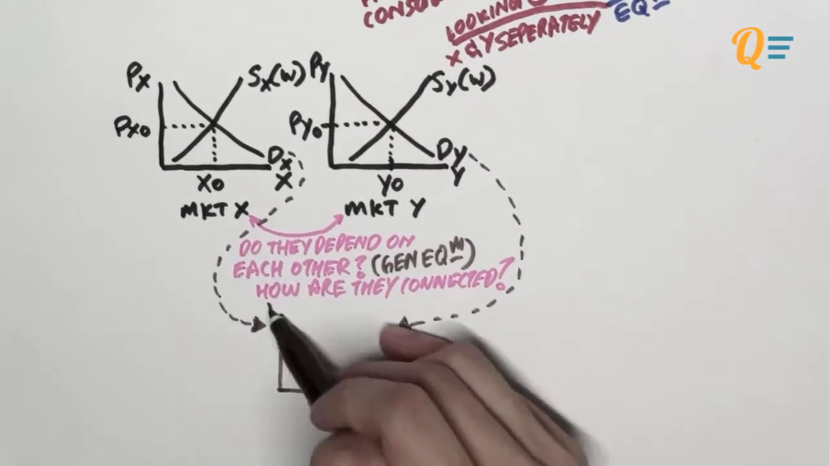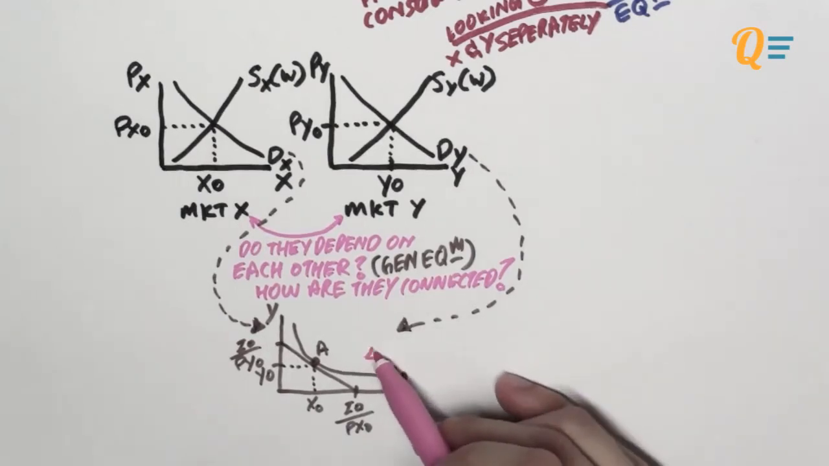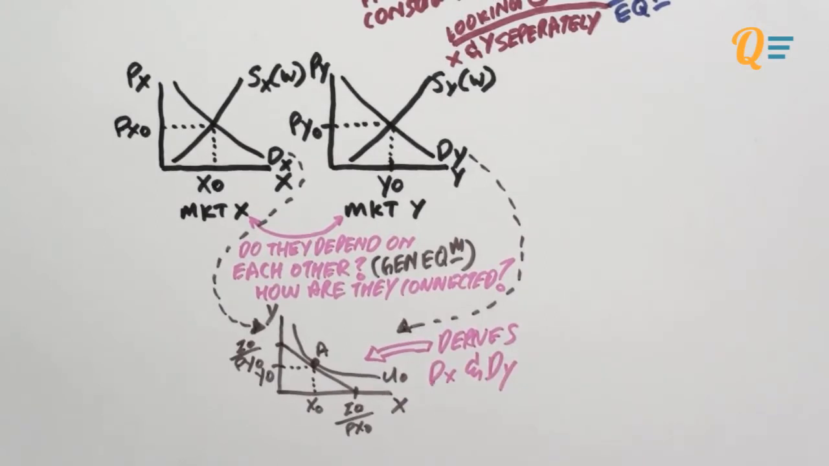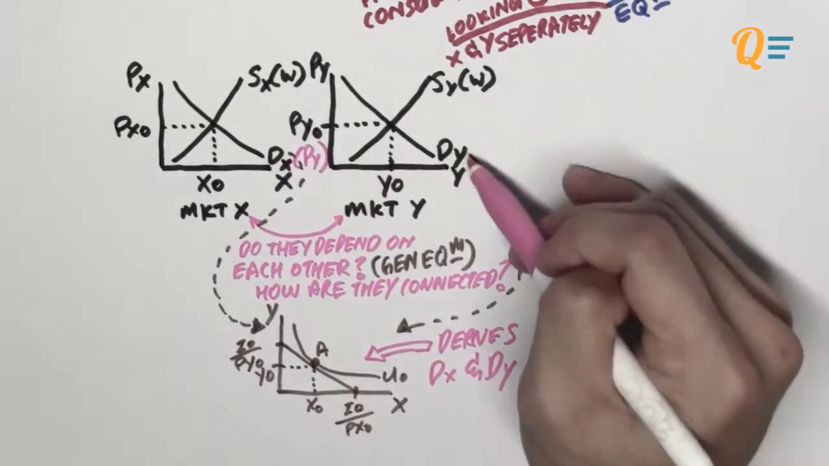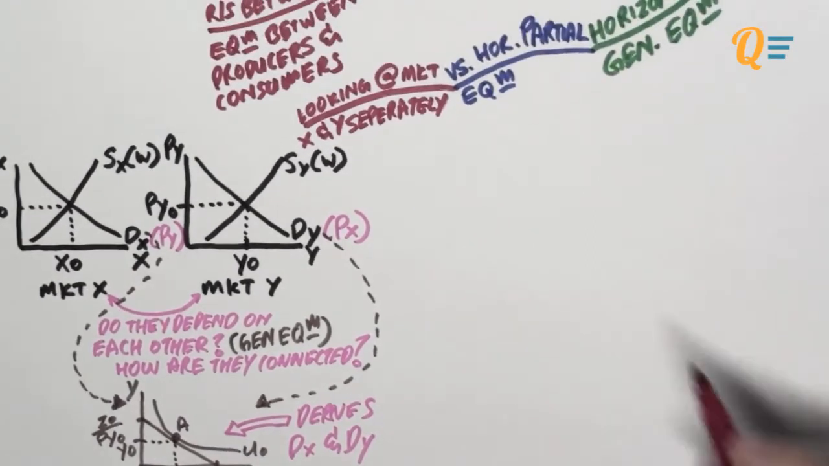Well, do you find this graph familiar? Most of you hate this graph, so this is something that you will learn in chapter 2. Over here, the indifference curve and the budget constraint, these two curves are the ones that derive your demand for good X and your demand for good Y. And that is exactly how market X can be connected to market Y. It is through consumer theory. With that said, the demand for good X might be affected by the price of Y, and the demand for good Y might be affected by the price of X.